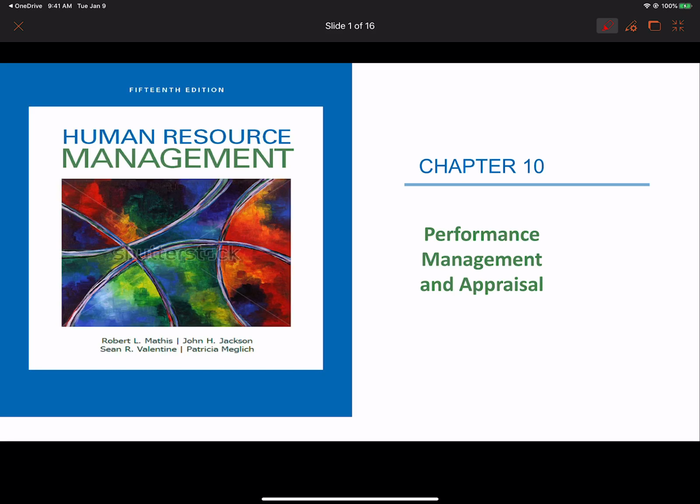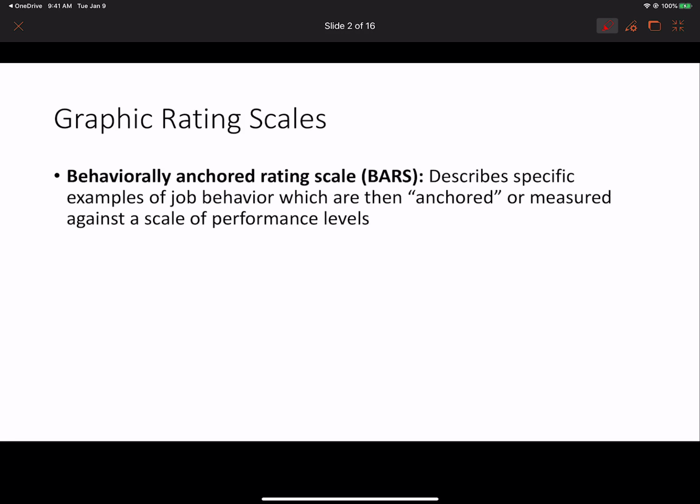Okay, today we're going to finish up in Chapter 10 as we take a look at graphic rating scales and the behavioral anchored scales that are out there that you can use to assess performance. Now, the behaviorally anchored rating scale, or BARS, describes specific examples of job behavior which are then anchored or measured against a scale of performance. In other words, the last scale we saw indicated whether their performance was low or excellent or whatever. The BARS looks at specific behaviors and rates it.